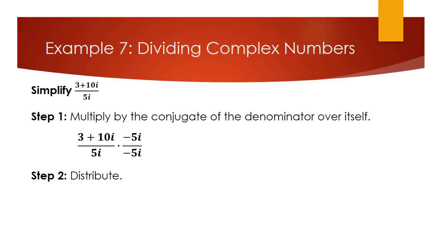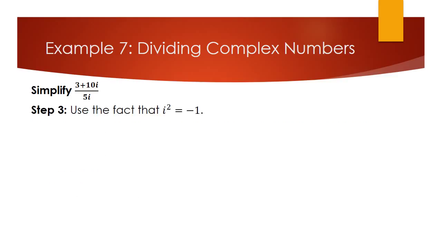Okay, we're going to distribute across the numerator, so negative 5i times 3 is negative 15i, and then negative 5i times 10i is negative 50i squared, and on the bottom we have negative 25i squared. Now we're going to simplify using the fact that i squared equals negative 1. Wherever there was an i squared, replace with negative 1. Negative 50 times negative 1 is 50. Negative 25 times negative 1 is 25.